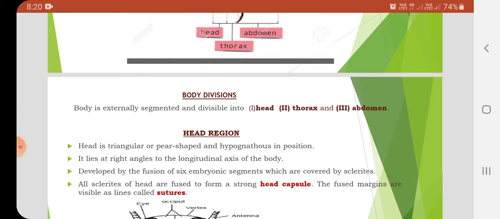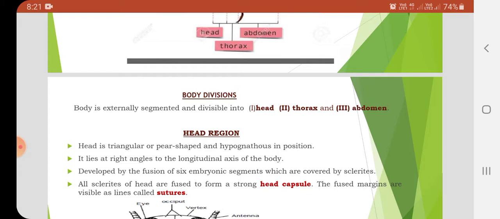It is flattened and placed at right angle to the longitudinal axis of the body and rarely visible in dorsal view. It is attached to the thorax by a narrow neck. It is formed by the fusion of the 6 embryonic segments. The whole head is covered by sclerites or chitinous plates.